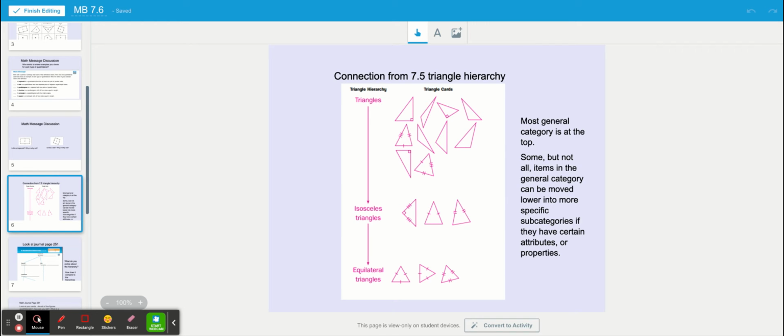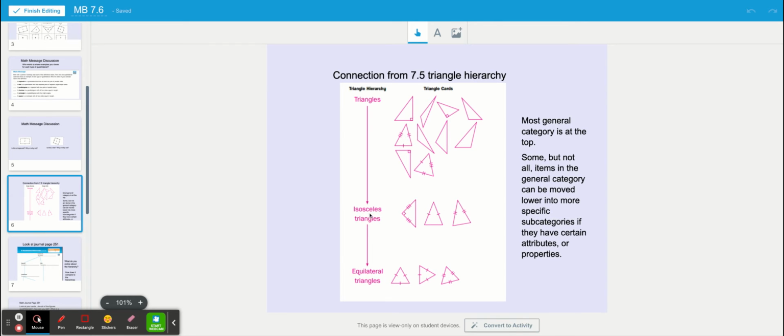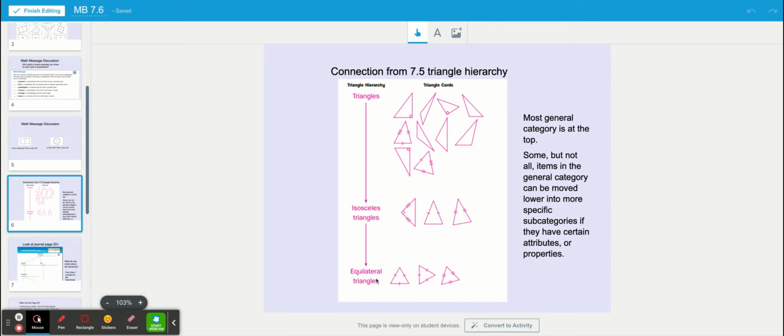So as we're moving on, our big goal is the hierarchy. And so you can look here. This is a connection from 7.5 triangle hierarchy. And you can see that we had triangles, then we had isosceles triangles, and then equilateral triangles. And when you're thinking about the hierarchy, these are all triangles. Isosceles fits into the category of triangle, but it doesn't fit into the category equilateral, where equilateral triangles are also isosceles, and they're also triangles.